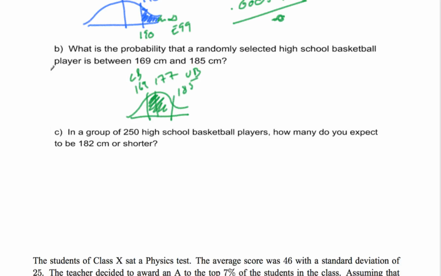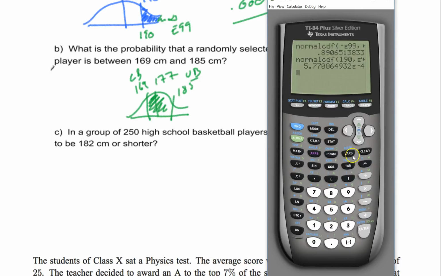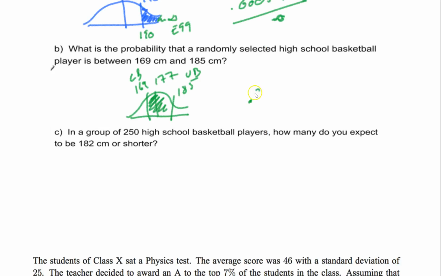No need for E99. Go back to your calculator, second distribution. So I'm going to go 169 to 185. Everything else is the same, still the same mean, still the same standard deviation. Hit enter, and about 0.954. About a 95% chance of getting someone that's in between those two heights if you pick randomly.